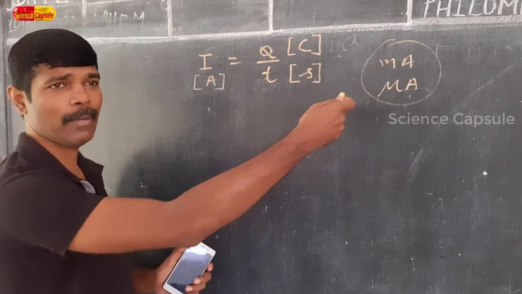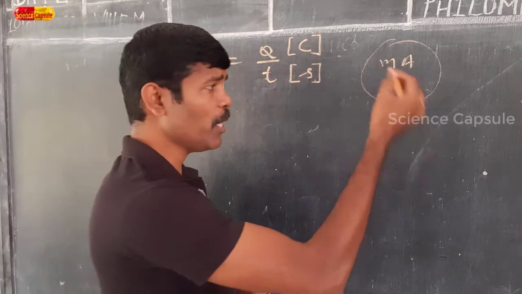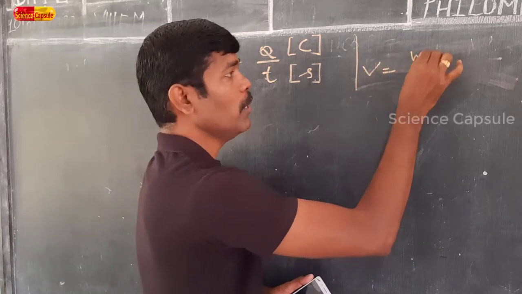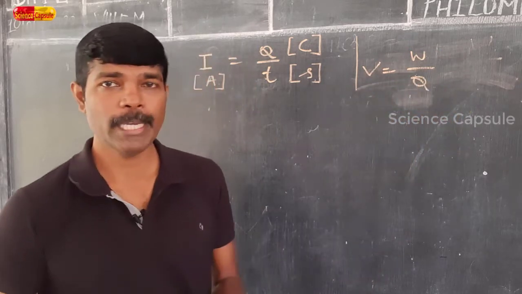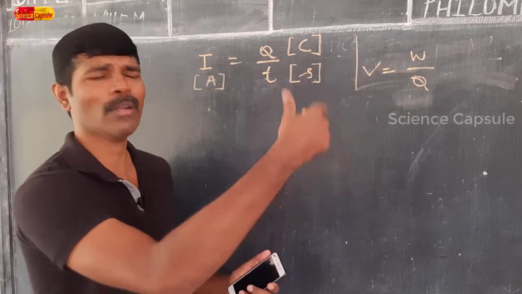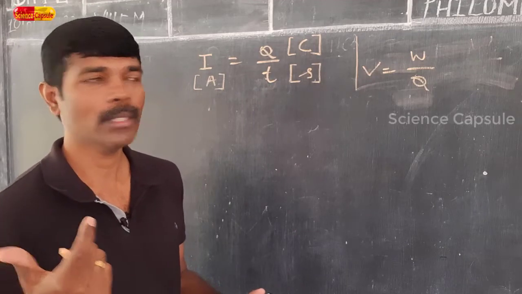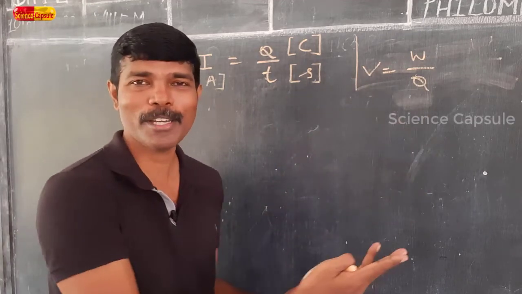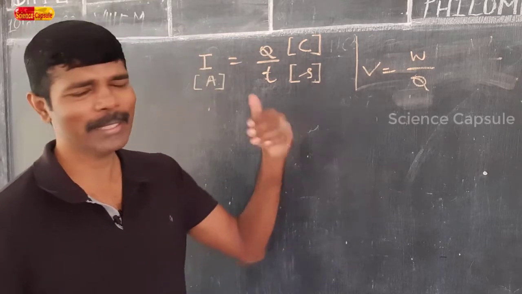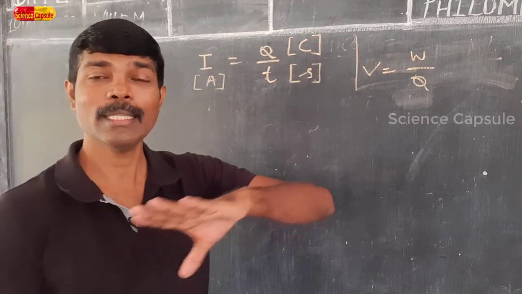I'm not going to waste time explaining all these things. One more thing we have discussed was potential difference. V = W/Q, which means the work done in carrying a unit positive charge from one point to another gives you the potential difference. About what exactly potential difference is, a separate video is already uploaded, so you can watch that also.